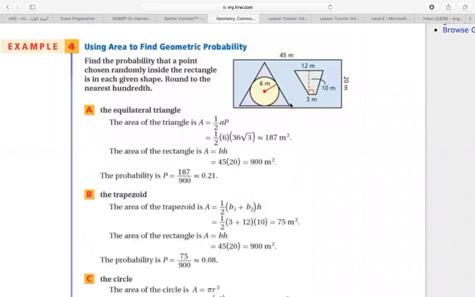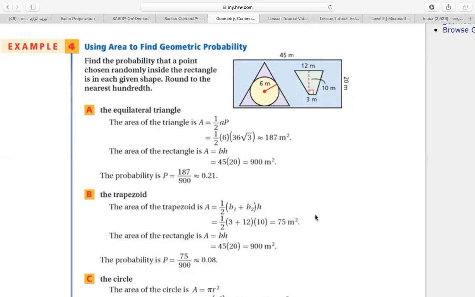Okay, girls, now we're going to use area to find geometric probability. Find the probability that a point chosen randomly inside the rectangle is in each given shape, round to the nearest 100. So I want to find the probability of a point that will be in any of those shapes. I have 3 shapes inside the whole rectangle. So the whole shape that has the 3 shapes is the rectangle.